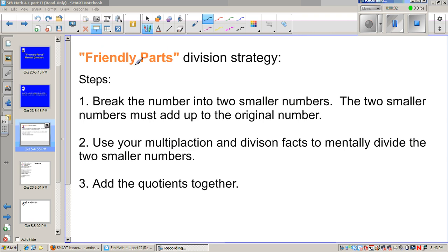This is the friendly parts division strategy. Step one is to break the number that you're trying to divide into two smaller numbers. The two smaller numbers must add up to the original number. Step two, use your multiplication and division facts to mentally divide the two smaller numbers. And then finally, add the quotients together.